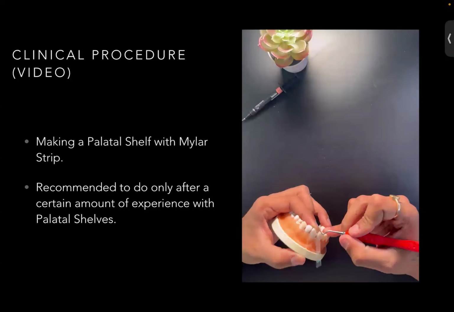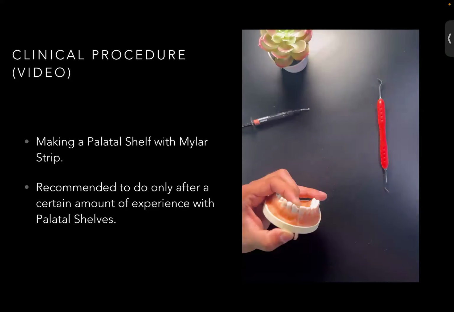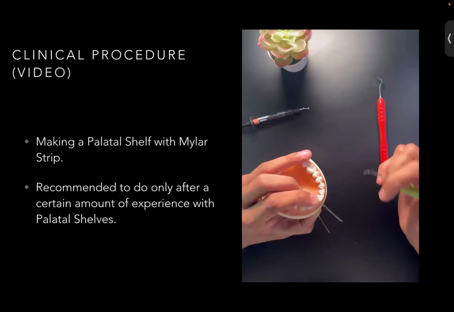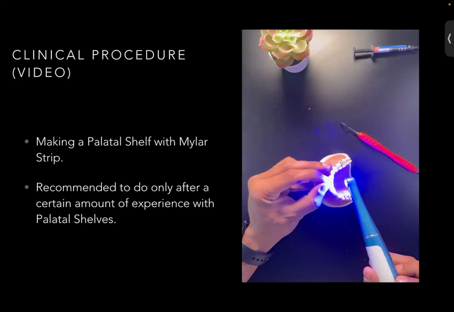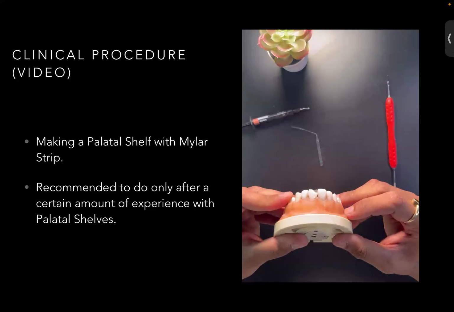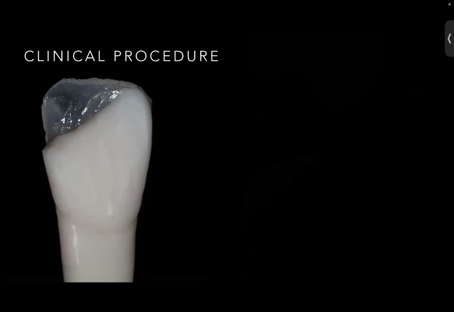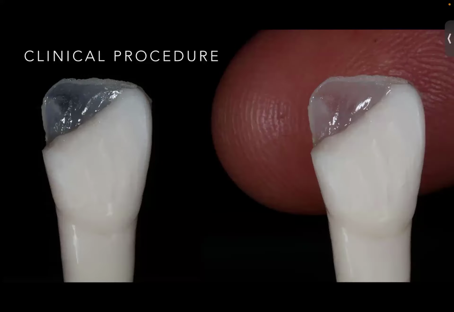I've stabilized this with the help of finger on the palatal aspect. Added some flowable for better adaptation, and you cured it. And that's it. You have your palatal shelf prepared. This is obviously not going to be perfect, but it is good enough to go ahead. Now that we have our palatal shelf prepared, we are going to go ahead and do the next steps.